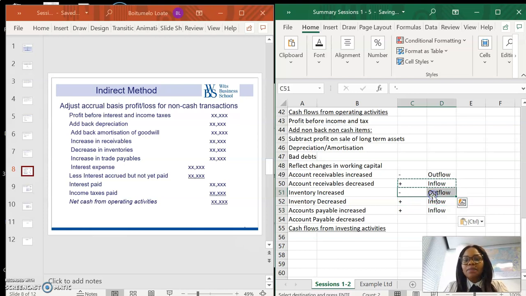And if your accounts payable has decreased, I have used up money to decrease my balance. I've actually paid off some of my suppliers. So that will actually result in an outflow.